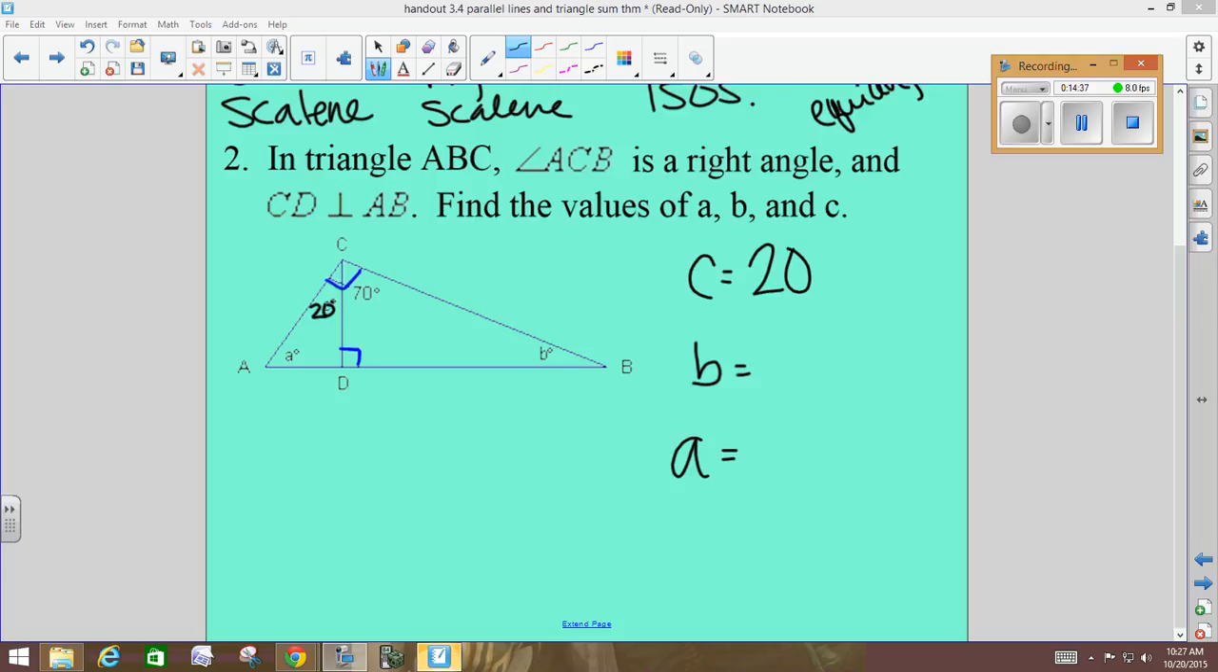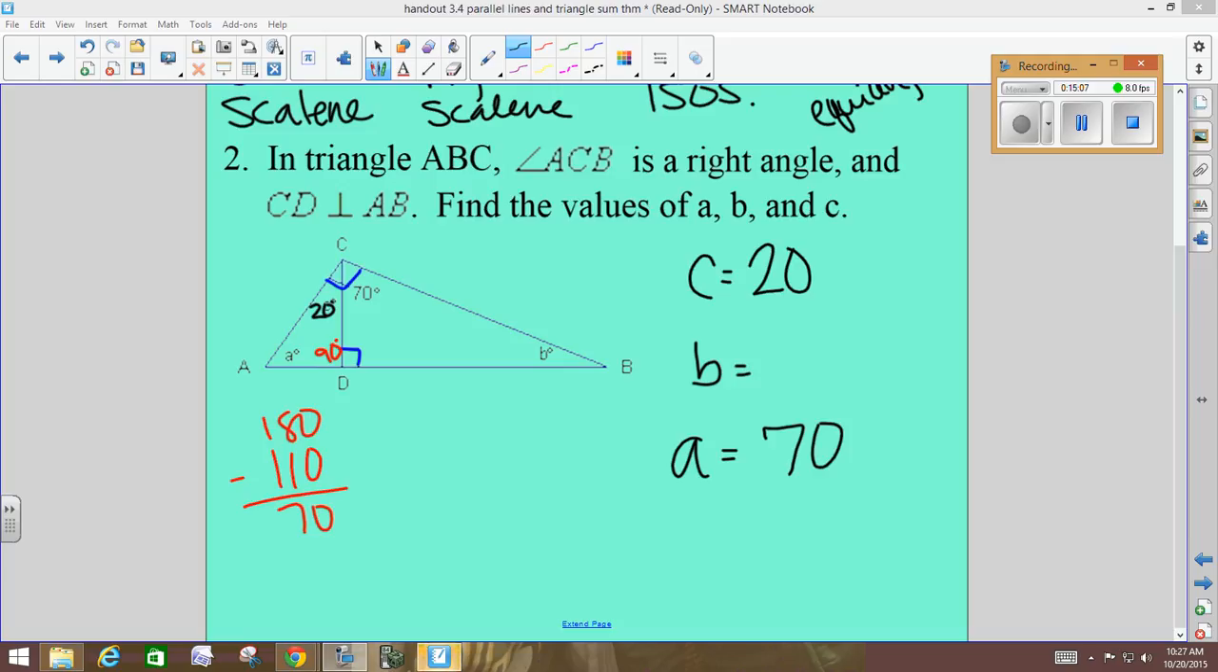Kilgore? How'd you get A to be 70? Good. Perpendicular means they make not just one right angle, but 2, 3, or 4. So this guy has to be 90 over here. Then the triangle sum theorem says all three of them have to add up to 180. Add what you know and subtract.